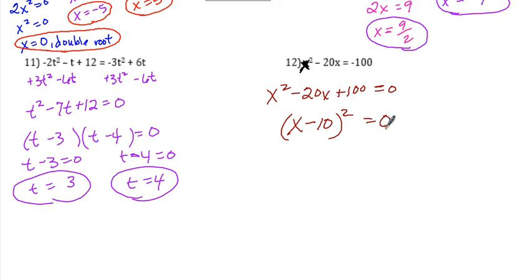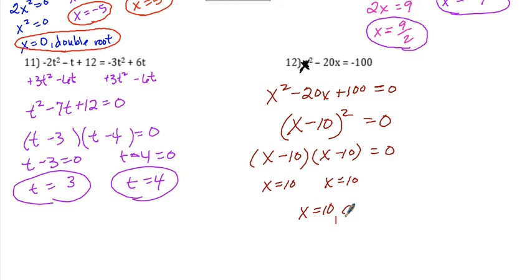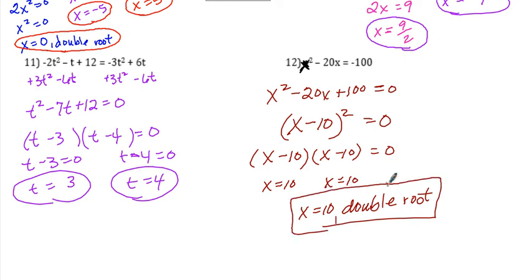Now, what are the solutions to this? If we write this out, perhaps it'll be easy to see the double root scenario by doing this. If we set each of these x minus 10s equal to 0, you have x equals 10 and x equals 10, or x equals 10 double root. That's what we mean by double root. It happens twice. Those are the 2. Both solutions to this are 10. Okay?